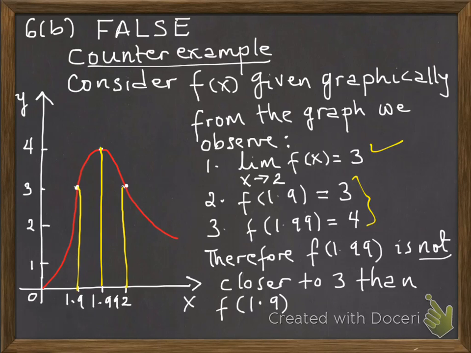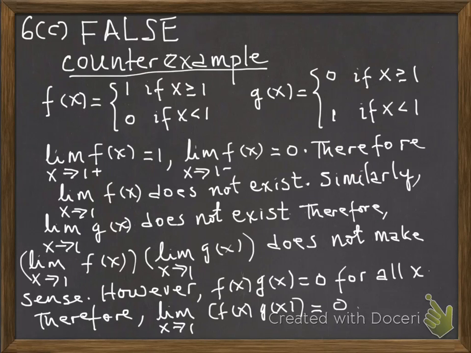The idea of this question is to help you understand what it means that the limit as x approaches 2 of f of x is equal to 3. From this, one cannot conclude what the relationship is between f of 1.9 and f of 1.99. So therefore the statement is false, and this is one counterexample.